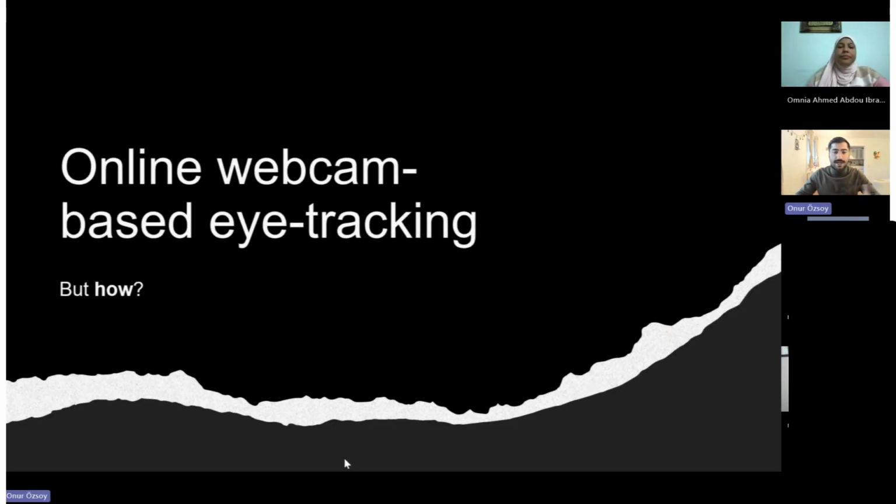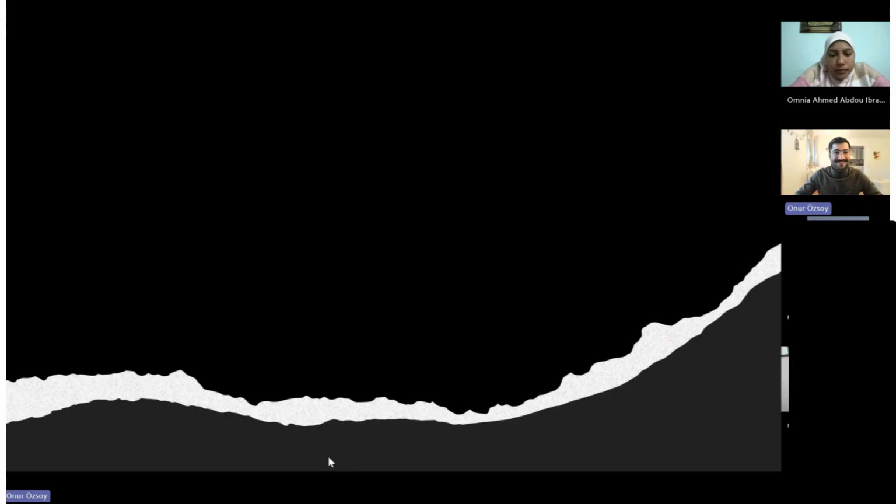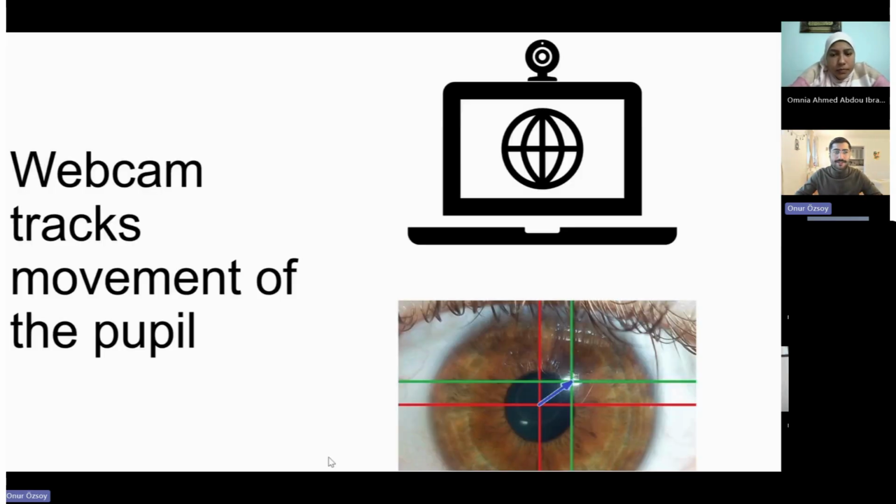Then the next question is, how do we do this, right? Because there's lots of tools that allow us to do it. Essentially, the method behind it is very similar. The webcam tracks the movement of the pupil, and because the pupil is black, it reflects light differently than other parts of the eye. And there's also an algorithm behind it that, after calibration, can calculate where on the screen a person is looking.